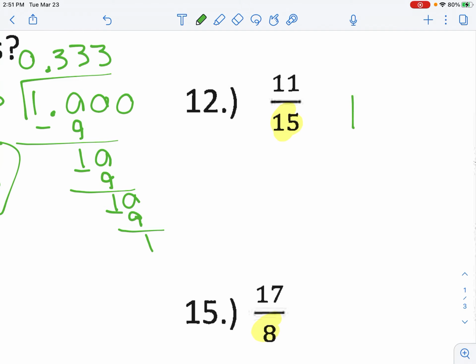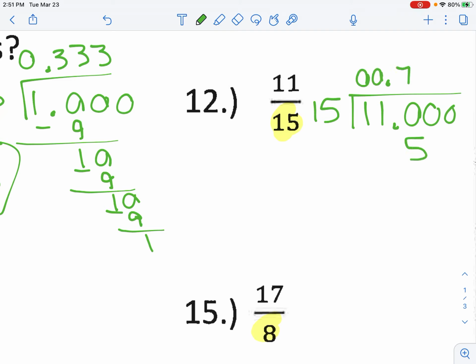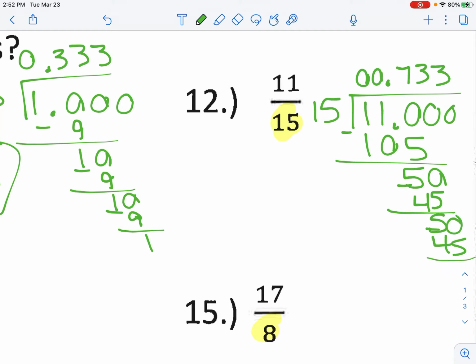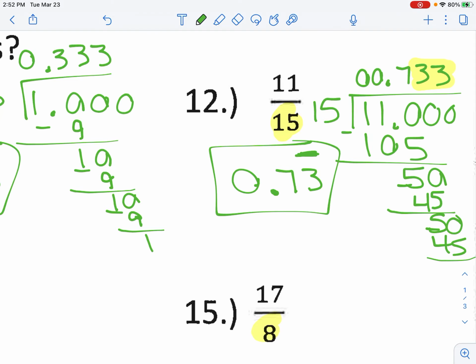15 is not a factor of 100. So we're going to do numerator divided by denominator. Add your decimal and your 3 zeros. This is also going to start repeating. So we would write this as 0.73 with a repeating bar. Now notice that the 3's are the only digits that repeat. So that repeating line can only go over the 3, not the 7 and the 3.